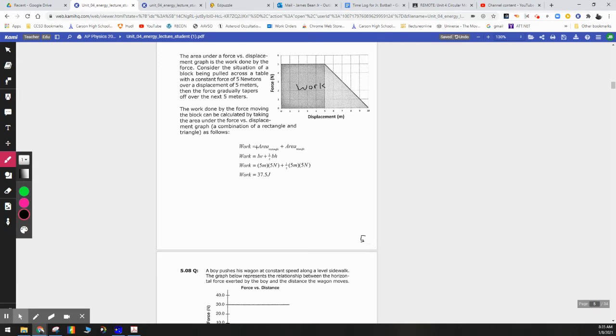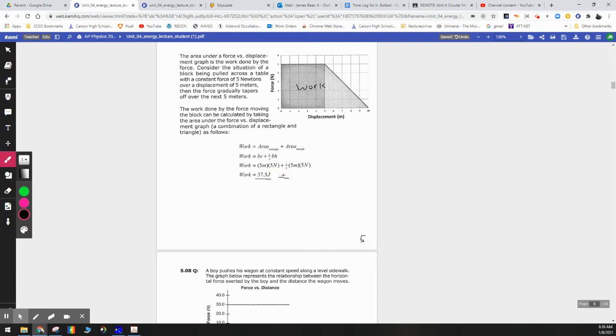And so here's an example worked out for you. You have the area of the rectangle, the area of the triangle. So here's the rectangle, here's the triangle, there are the formulas. Plug in the appropriate values, and we have the work done is 35.5 joules.